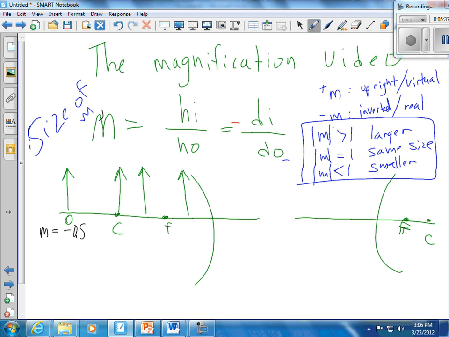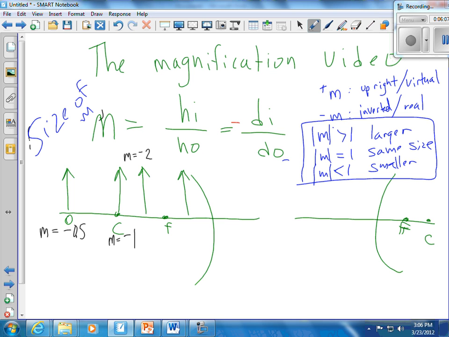Well, what about when it's located at the center of curvature? Well, the image is going to be real, so it's going to be negative, and it's going to be the same size. So when the object's located at C, the magnification will come out to be negative 1. When the object is located between C and F, you still get a real image, but that real image is going to be larger than the object. So it might be something like negative 2. Again, it's going to depend on where you've got the object located, DO, DI.